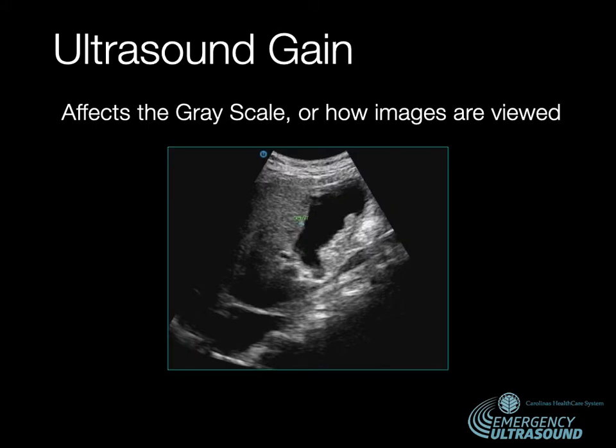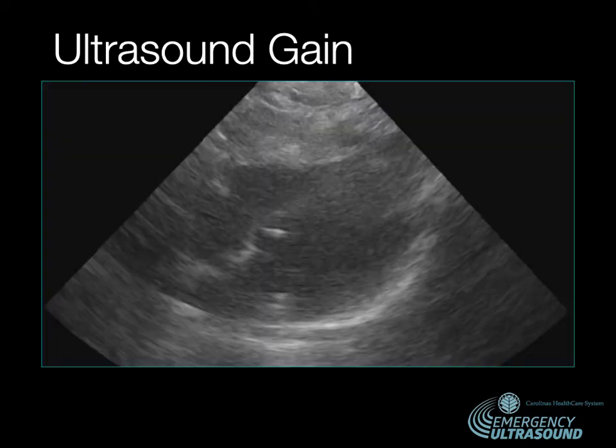Your ultrasound gain affects the grayscale, or how images are viewed. So increasing the gain is increasing the received signal intensity. So we want to make sure that we're able to differentiate different structures with appropriate grayscale. So you definitely do not want to turn your ultrasound gain up too much or down too low.